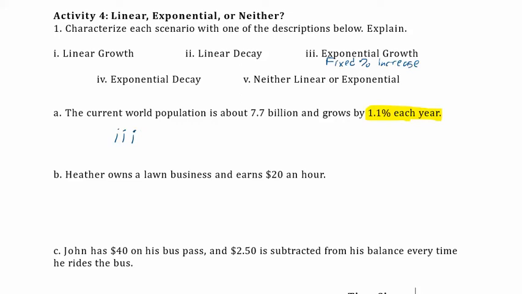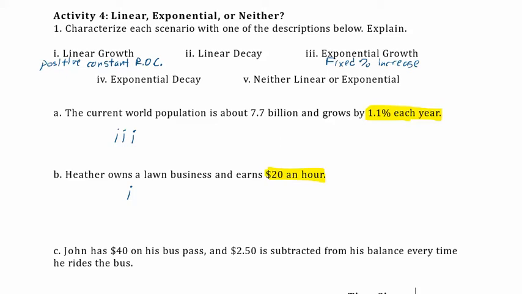B, Heather owns a lawn business and earns $20 an hour. So that is a fixed amount of a rate of change. The amount of money she makes is going to increase at a constant $20 per hour. So that is linear growth. So we have a positive constant rate of change. I'm going to write rate of change. Okay, so that is option 1.